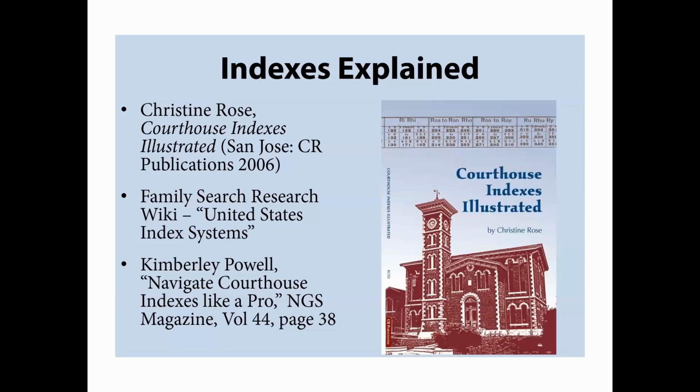There are some great resources out there, and these are also in your handout. I definitely recommend reading Christine Rose's Courthouse Indexes Illustrated. In addition to my own examples, she gives her own examples of these indexes, as well as a few others we didn't talk about. There is also the FamilySearch Wiki, which is very detailed and gives a lot of the examples I used here to show you the different types of indexing systems specifically being used in the United States. And Kimberly Powell even has an article in the NGS magazine on how you can use these courthouse indexes as well, which is very helpful.